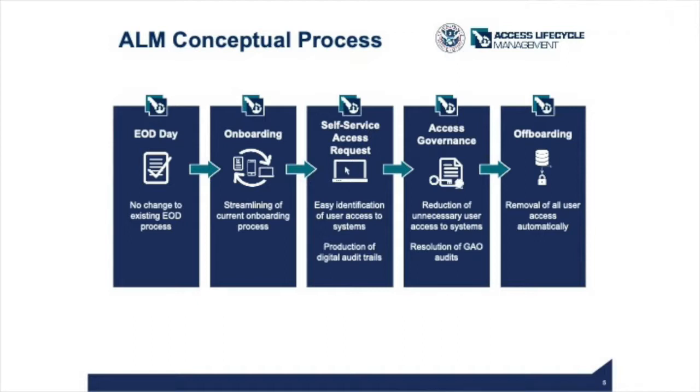Funneling into column 3, Janet's now on the job, she's doing her job responsibilities day to day, and a need has come to access more systems. Janet has a self-service access request capability in ALM where she can go and identify those applications, request that access, and have an approval model where her supervisor, which is the COR, and the security officer or system owner can approve it and provision that access for Janet.